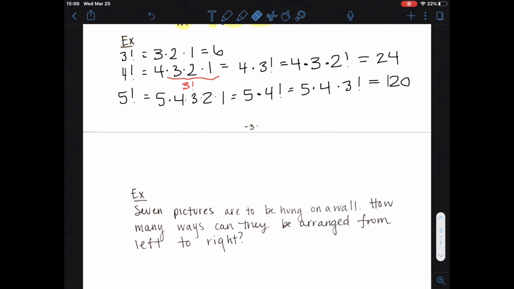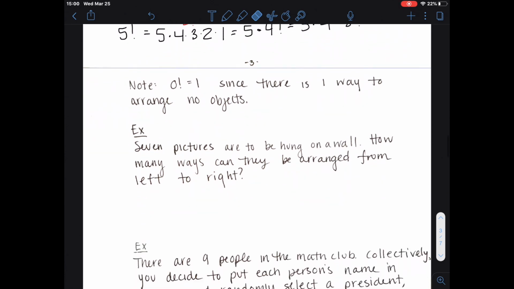So we do have one special definition, and that's 0 factorial. So 0 factorial we're going to define to be 1. So basically, if you have no objects, there's one way to arrange it. You don't. So it's a special definition.